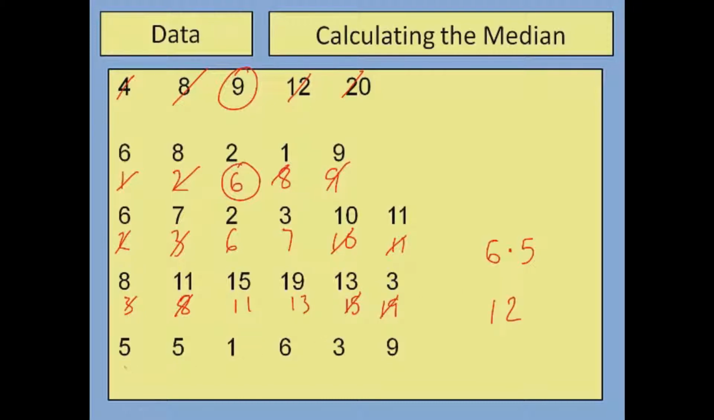And for this final question, 1, 3, 5, 5, 6 and 9. And again, you end up with two middle numbers, but in this one, the two middle numbers are both 5, which actually makes the median 5, because there's no number in between 5 and 5. The answer is just 5.